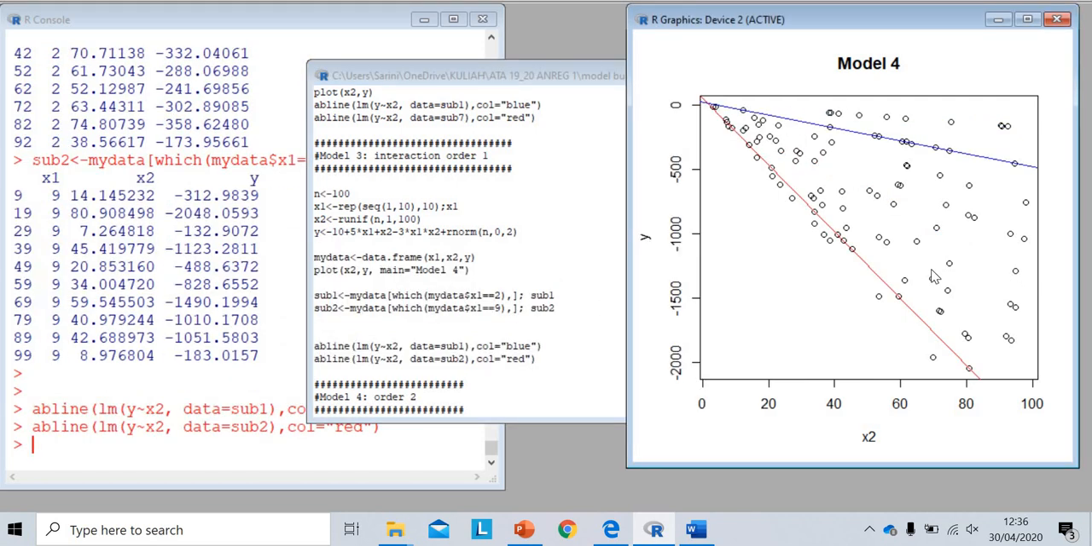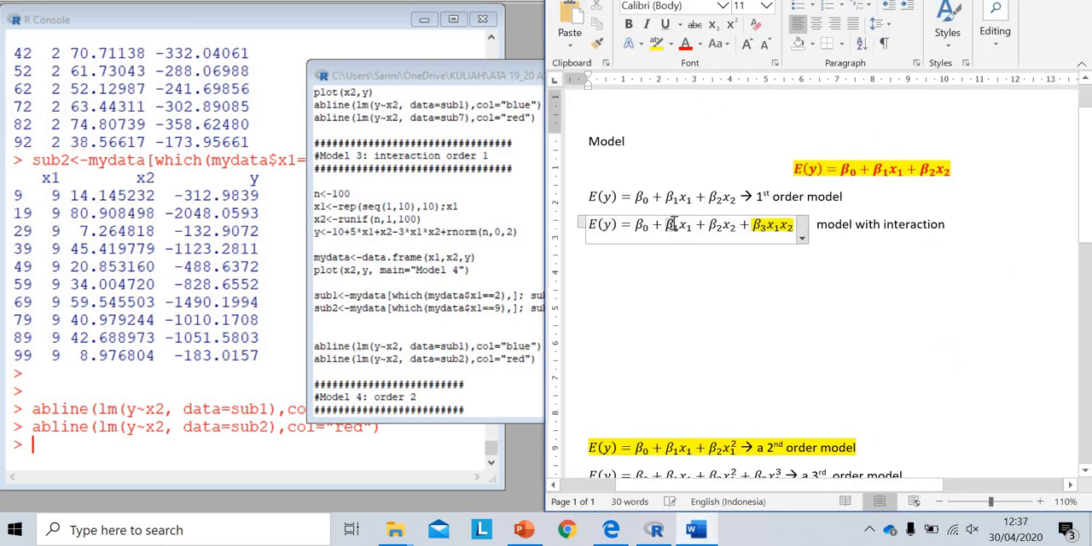Yep, we see it's different as well. So then still there's a strong indication that there should be an interaction term in the model, okay? Because the two lines for different levels of x1 are intersecting each other here, not parallel, okay? So again, we just need to put in the model with interaction.